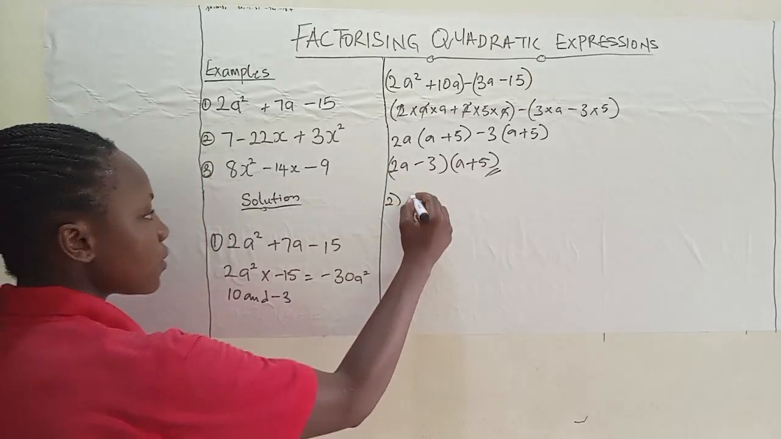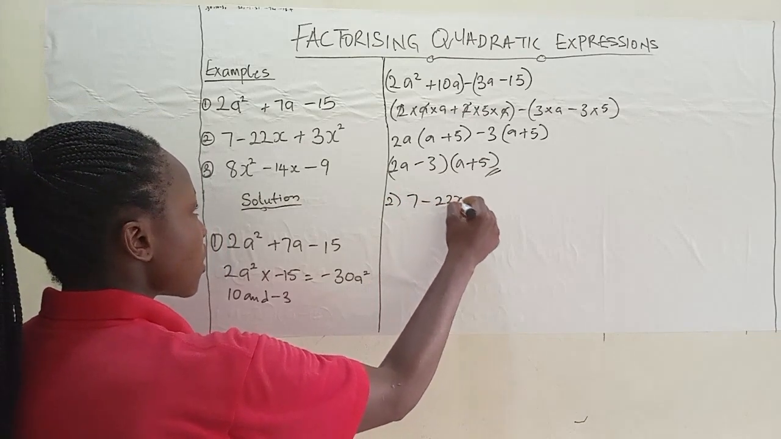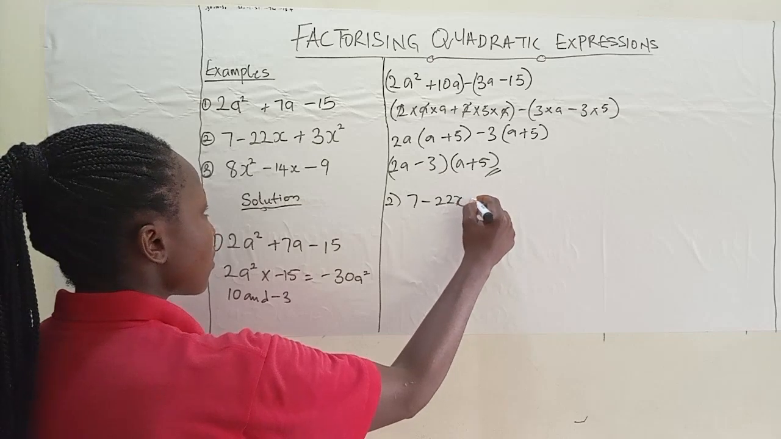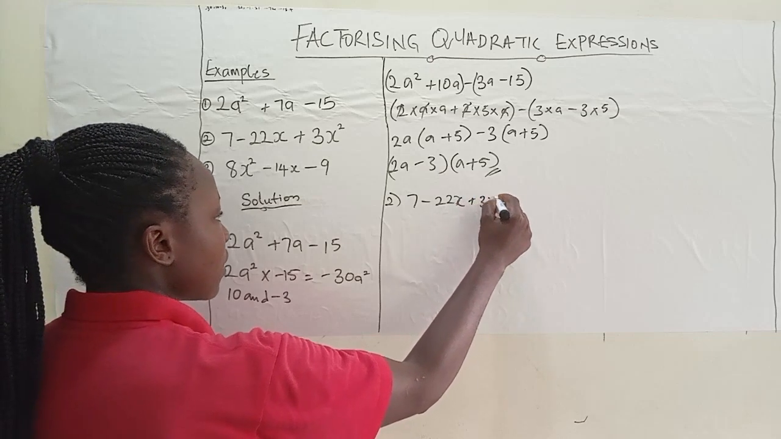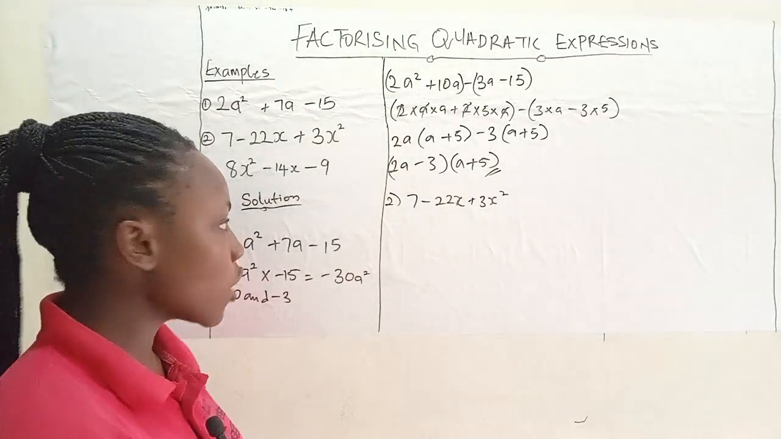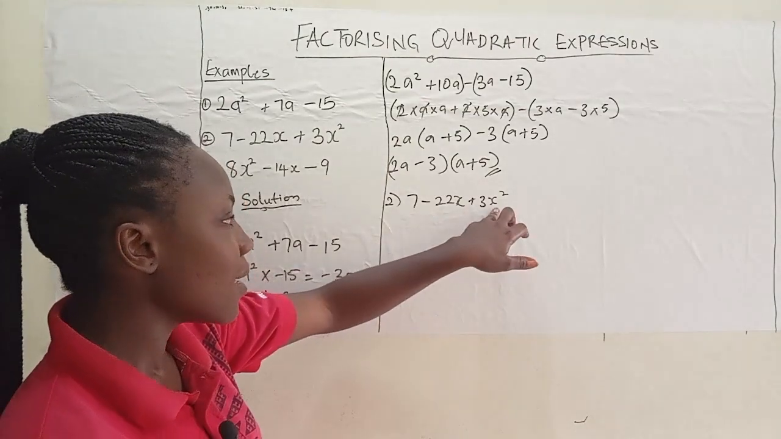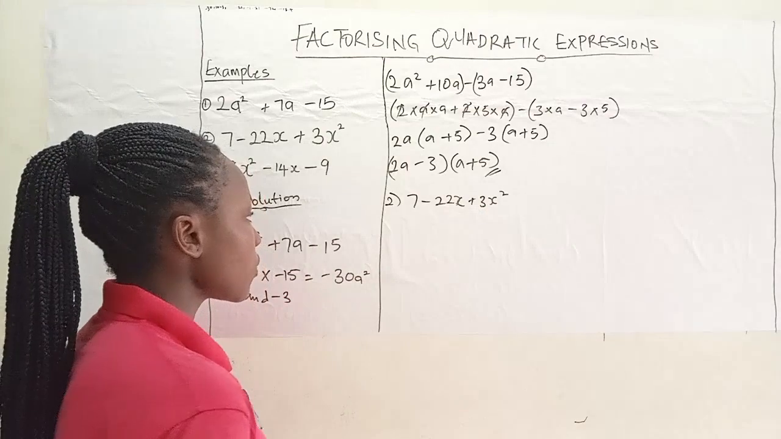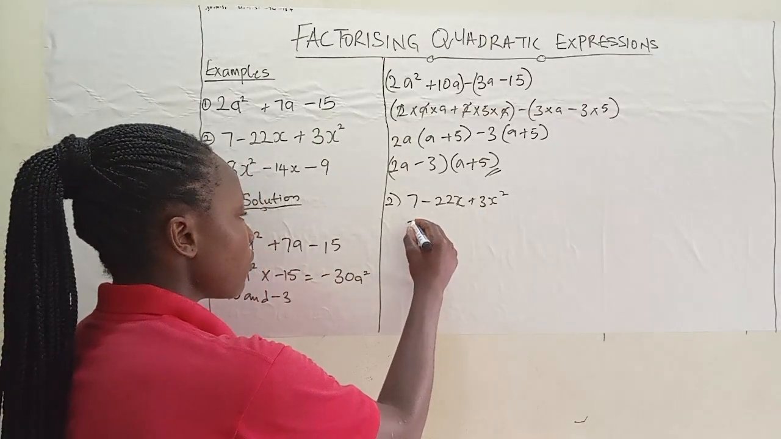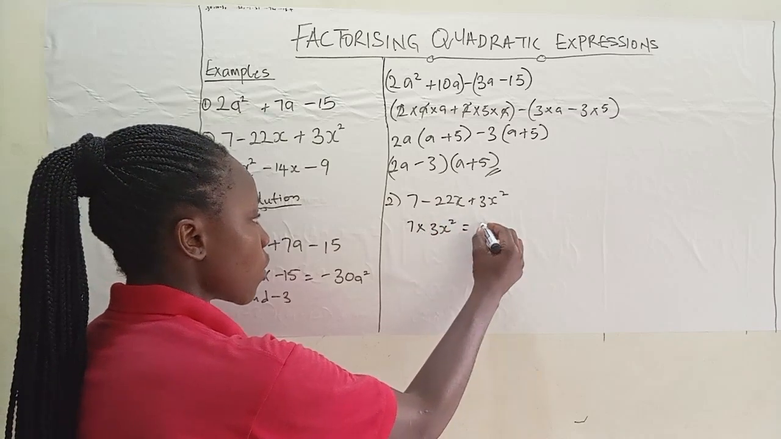Example 2, we have 7 minus 22x plus 3x squared. So we're going to repeat the same thing. We are to multiply the first term and the last term. Multiplying that, we are going to have 7 times 3x squared, that is equal to 21x squared.